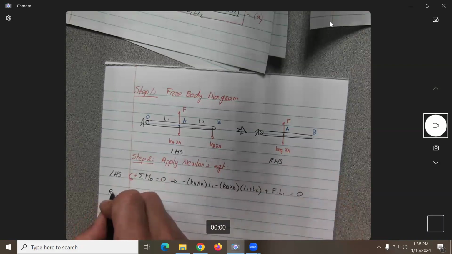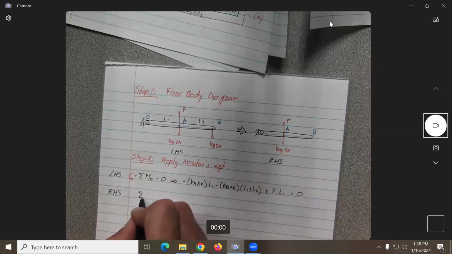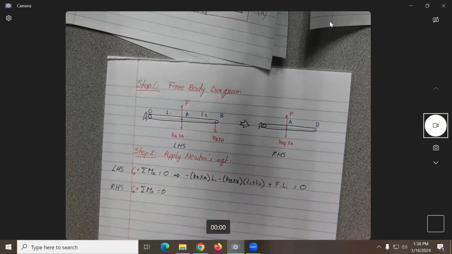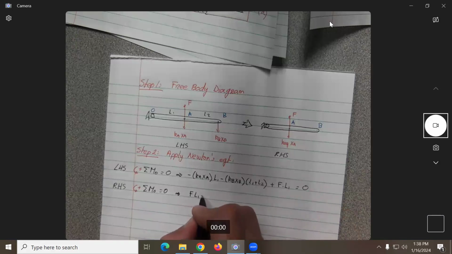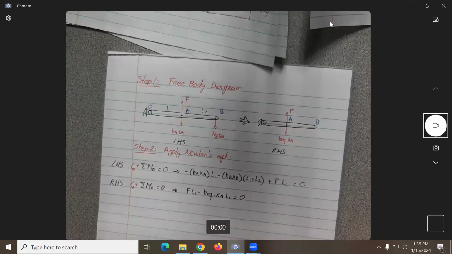So now for the right-hand side, what would be the equation? If we do summation of moments about point O equal to 0, what are we gonna have? I mean, we'll have F, correct, you want F L1 minus K equivalent X_A L1 will be equal to 0. So this is basically will give you the same thing as F equal K equivalent X_A, no? But just so that you see.